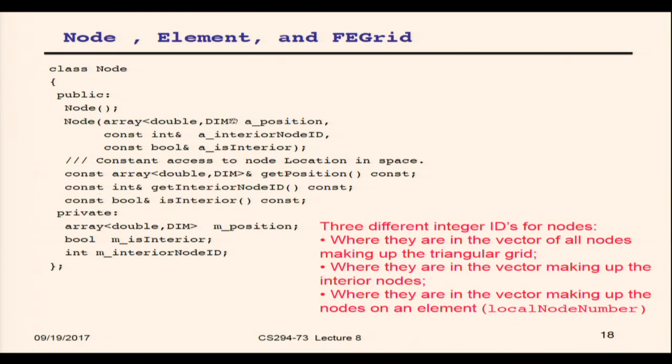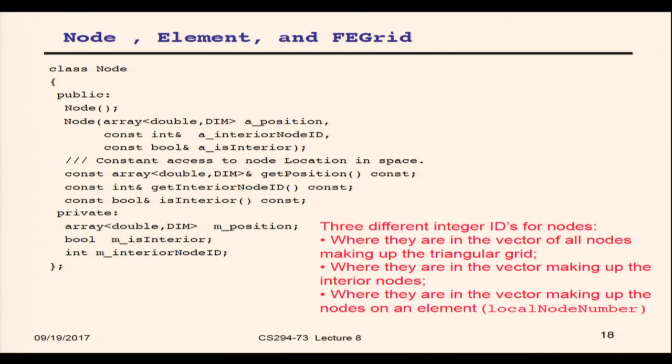So you're going to see little things that are mistakes. For example, when I started retyping these, I forgot to put in a reference because when we had this as a C array, you didn't have a reference. We can get the position of a node. Nodes are points in space, so it makes sense to talk about their position in space. You can also get the interior node ID if it is an interior node, and you can ask the question: is this an interior node? And then the private data is an array of doubles, which is the position, a Boolean which says, am I an interior, and an integer that says, who am I?